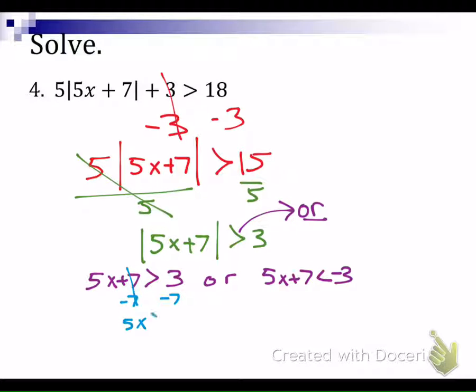All right, so we're going to subtract 7. We get negative 4. So x is greater than negative 4/5, or this one works out the nicer of the two.